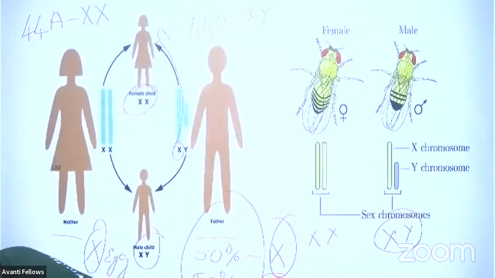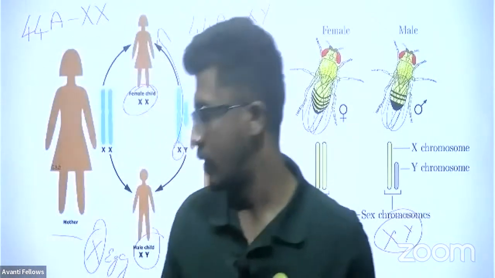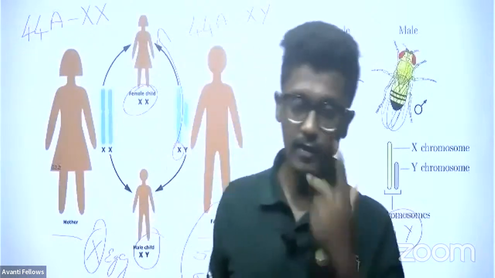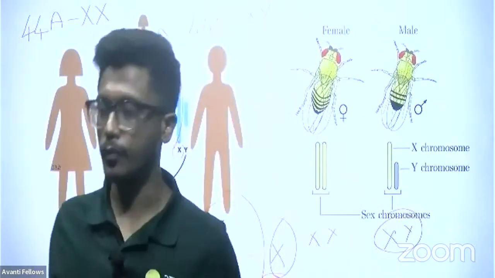Somebody told me the answer. So chromosomes which do not decide the sex are called autosomes. Correct, correct, Sneha. Thank you for the response. Okay, so she is right. So what is the role of autosomes?